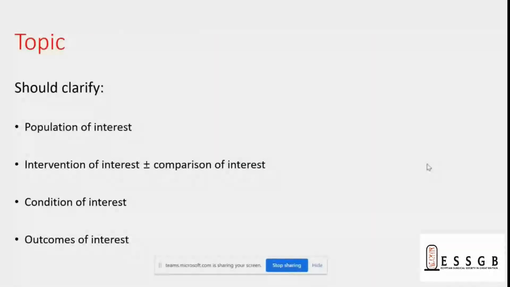The topic usually follows something called PICO format. So PICO, you might have heard about this as well, is basically population of interest, intervention of interest, plus minus comparison of the interest, and condition of interest. And the last one is the outcome of interest. Your topic should consist of all these 4 factors, and I'll tell you what it means.